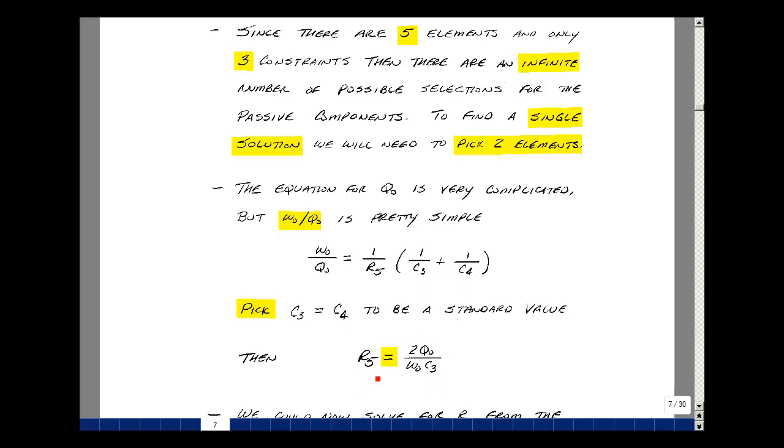What I have is picking the resistor R5 depends on the filter specs of omega naught and Q naught, divided by my first pick. Now if it turns out that the first pick was resulting in R5 being impractical, we can go back and pick a new value for C3 and try it again.